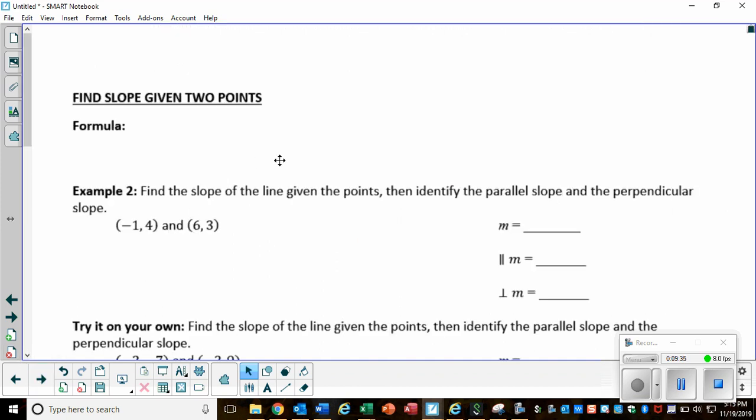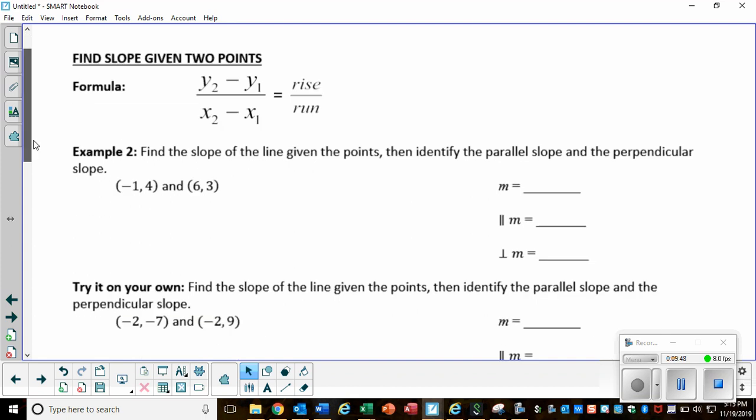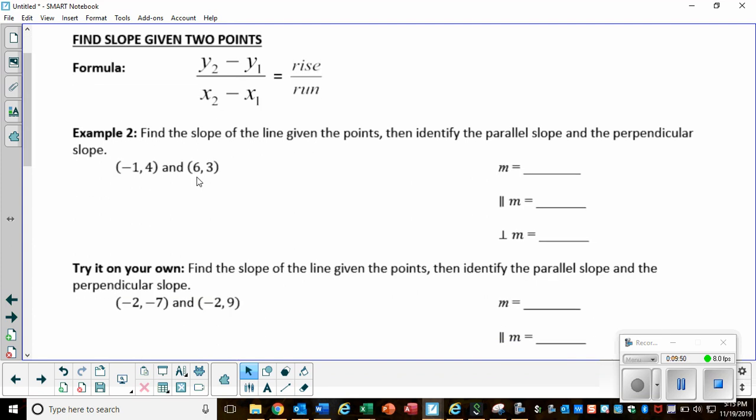Now, given 2 points, we're going to use this formula, y2 minus y1 over x2 minus x1. Okay? That way, all we need are 2 ordered pairs, and we can find the slope. So, find the slope of the lines given these points, identify a parallel and perpendicular slope.